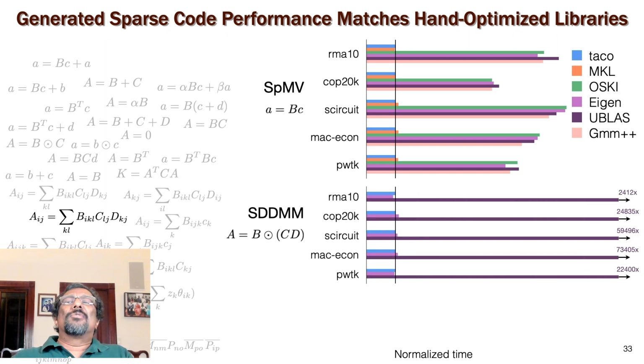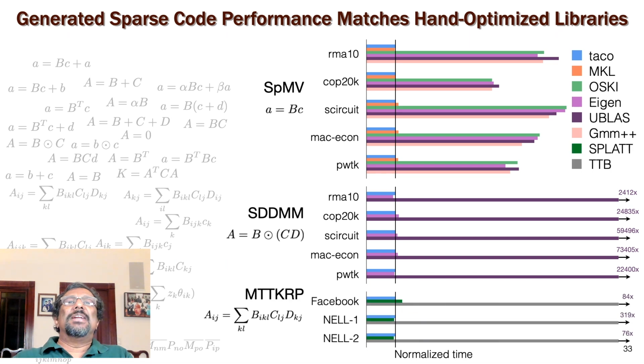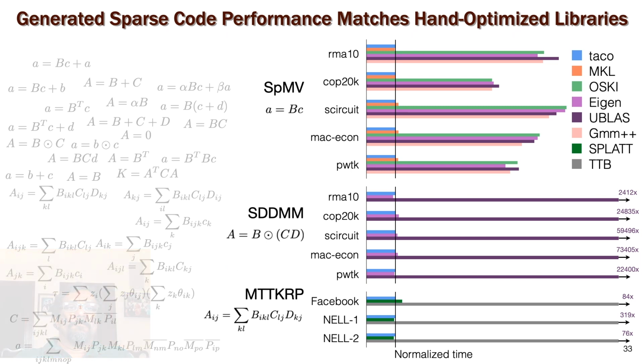And for SDDMM, as I showed you before, our code matches the Eigen library, which also hand implemented this function, and uBLAS, where you try to do component-wise calls, is much worse. Same thing here for MTTKRP. The SPLATT library has hand implemented this kernel, and our generated code matches it. Whereas Tensor Blocks is trying to use component operations to get that, and it's much worse.